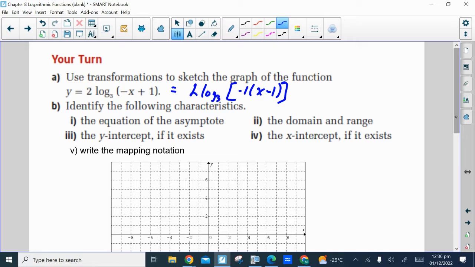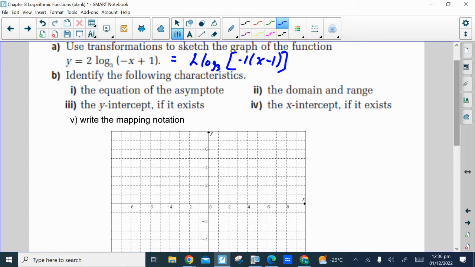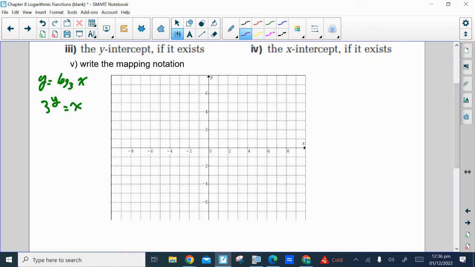But this is a transformation of y equals log base 3 of x. So we want to get a table of values for this. Like we did yesterday, it's probably going to be easier to convert this from logarithmic to exponential, by starting with the base and cycling through. That'll be 3 to the y equals x. So when we do our table of values here, it's probably going to be easier once again to start with y values.